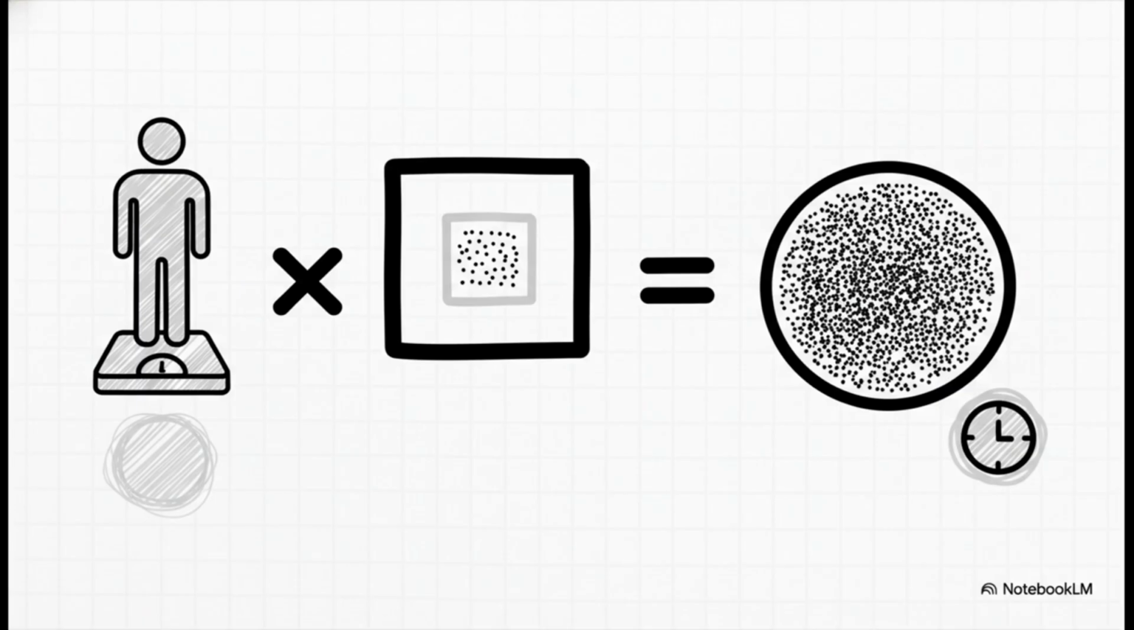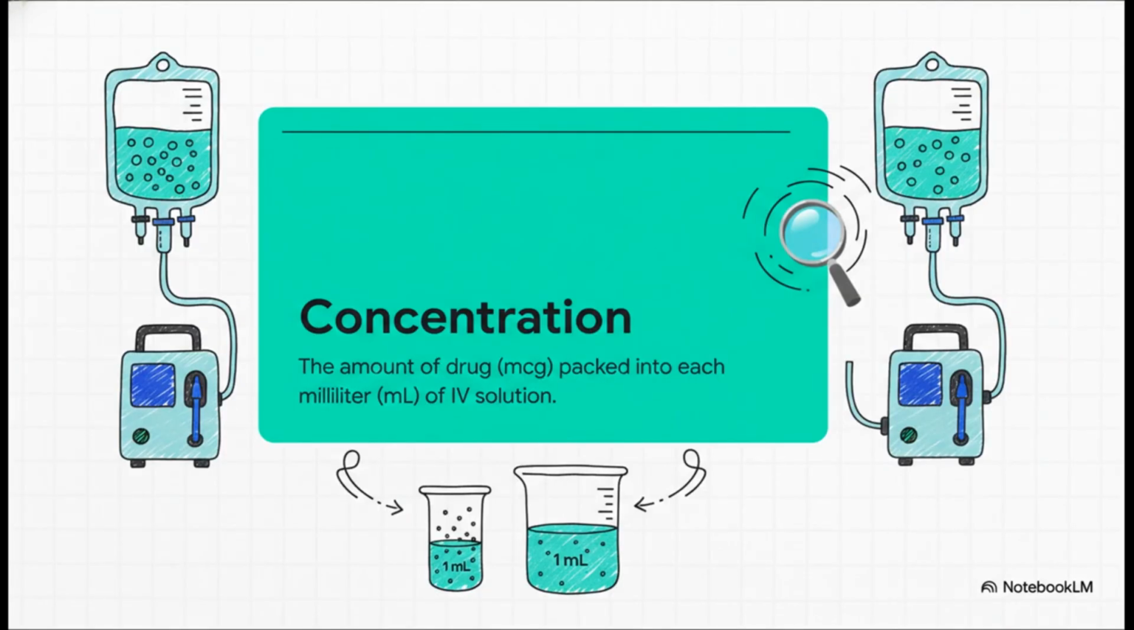We just multiply those two numbers together, and we find out that this specific patient needs exactly 13,815 micrograms of this medication every single minute. Now, before we jump into step 3, let's quickly hit pause on a super important term here, concentration. All it is really is how much stuff, in this case our drug, is packed into a certain amount of liquid. Getting this concept is the key to the whole next step.